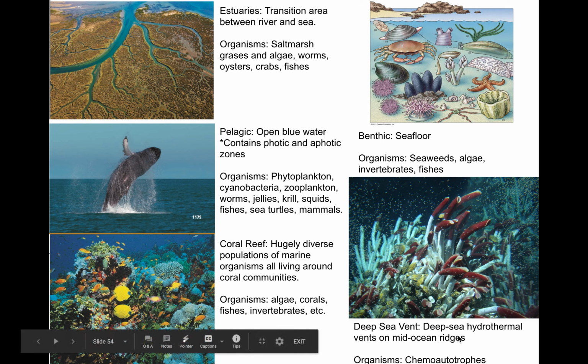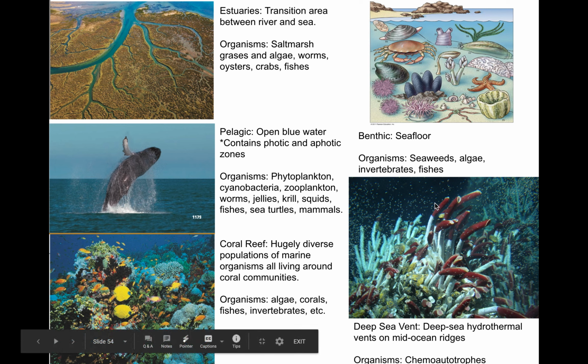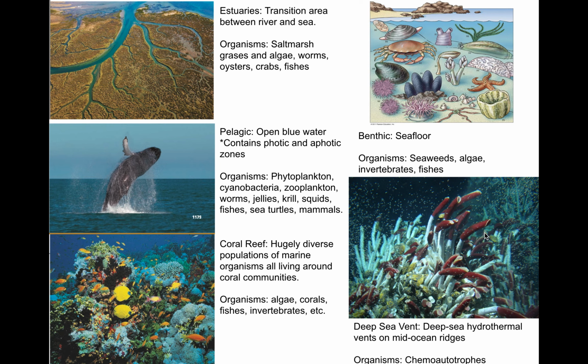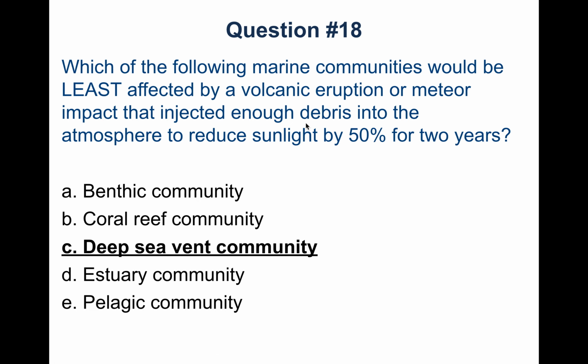These are deep sea hydrothermal vents in mid-ocean ridges. Super, super deep. Really, really hot. And you have a lot of different types of organisms that are actually chemoautotrophs. So they are autotrophs. They can make their own food, but chemo. So the sources are different chemicals that are spewing from these hydrothermal vents, like sulfur, hydrogen sulfide, things like that. So this is really the only one that would not be bothered by a reduction of sunlight or a reduction of oxygen.